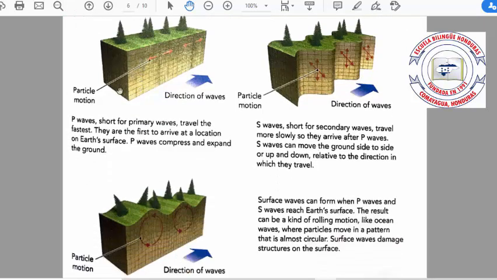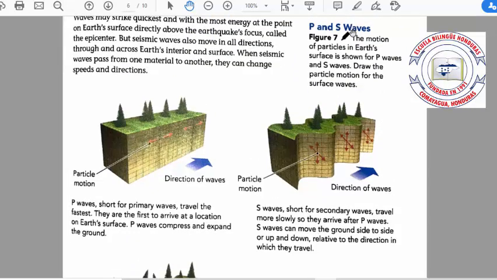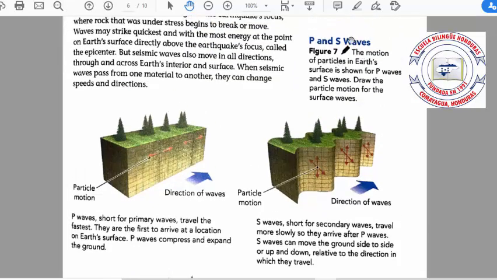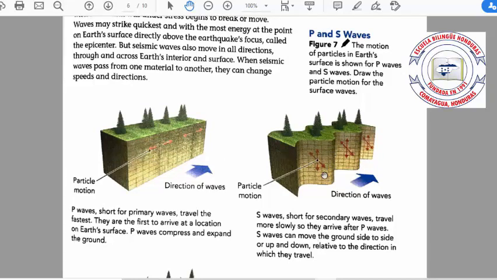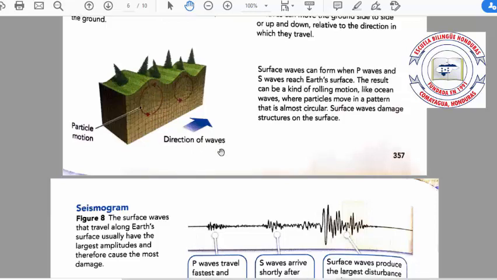You will see over here, guys, in this different diagram, you have to use the particle motion in Earth's surface like P and S waves. You have to draw the particle motion for the surface wave. Okay, in what part of this diagram is the particle motion? The same over here. In this diagram, what is the particle motion? You have three different diagrams, and over here you have another diagram. And what part is the particle motion? And you have the same direction of the waves.